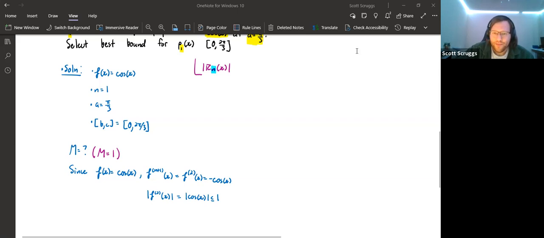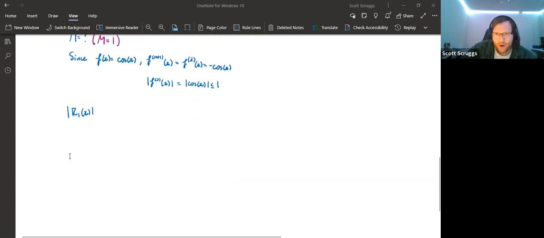Okay. So now that we know m is 1, let's get that remainder. So the error, or the remainder, of estimating cosine with the first order Taylor polynomial is less than or equal to m times the absolute value of x minus the center to the n plus 1, over n plus 1 factorial. We can go ahead and do some changes to this formula. First, we know what m is. We know m is 1, so that replacement can go now.